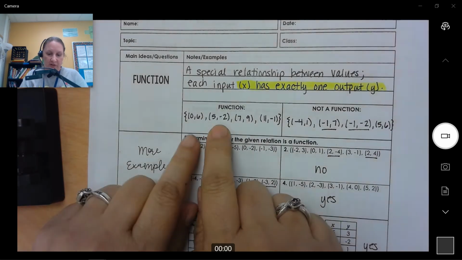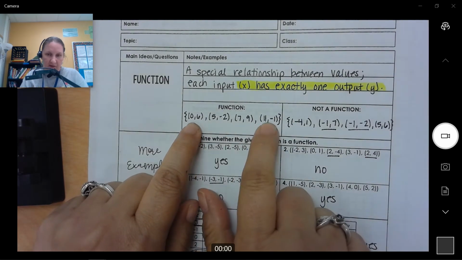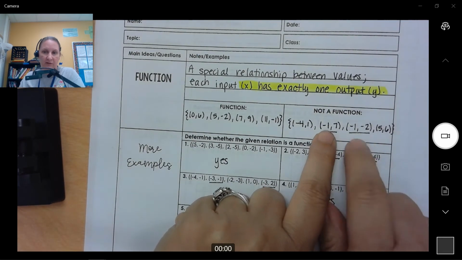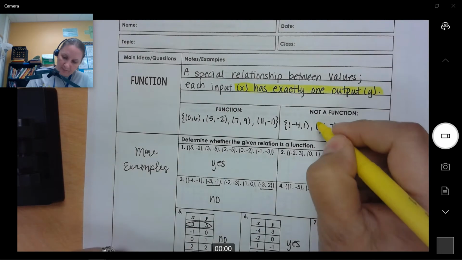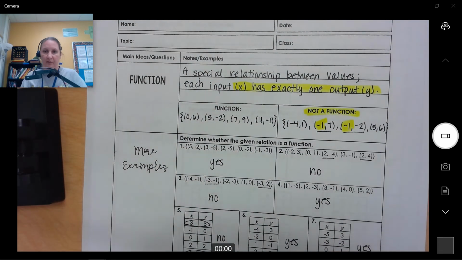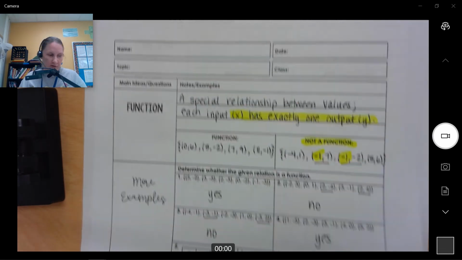So for a function, you would look at your x's and see if there's any repeats. Here, there's a negative 1 being repeated on the x's. Negative 1 being repeated, which makes it not a function. Okay? As long as there's not a repeat, you're good.